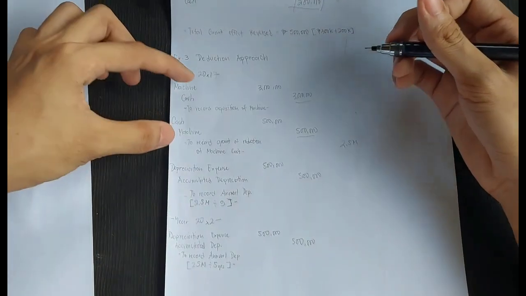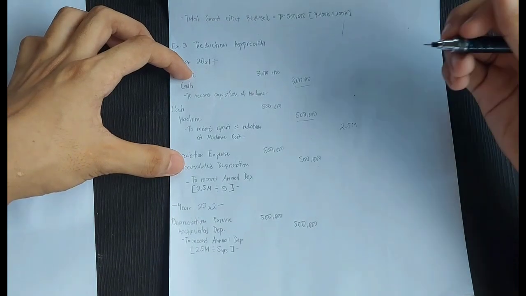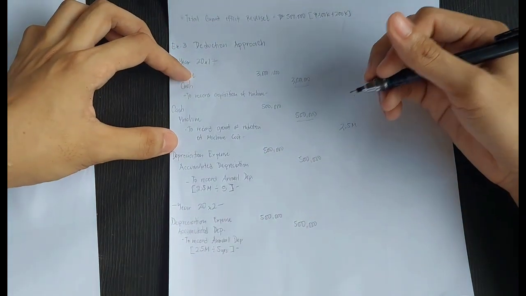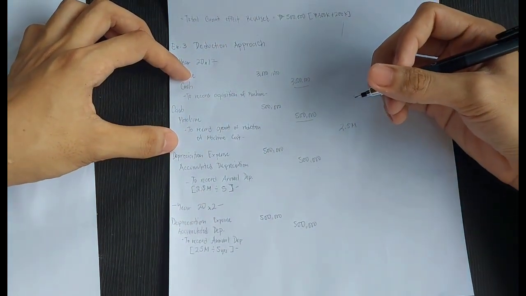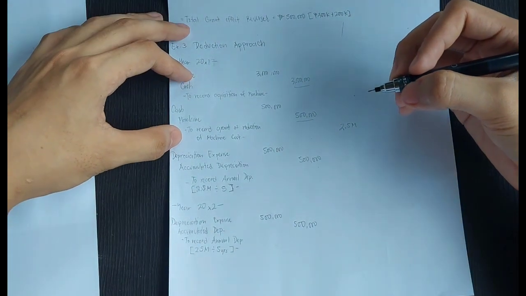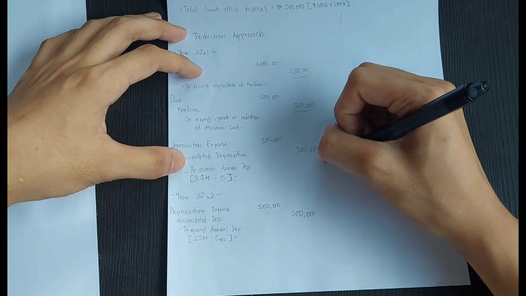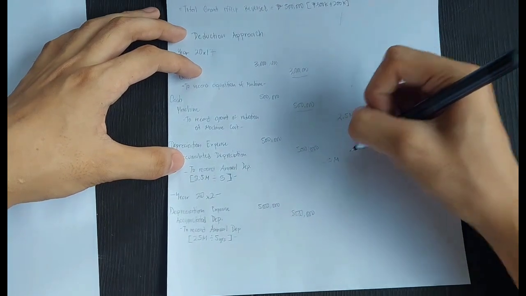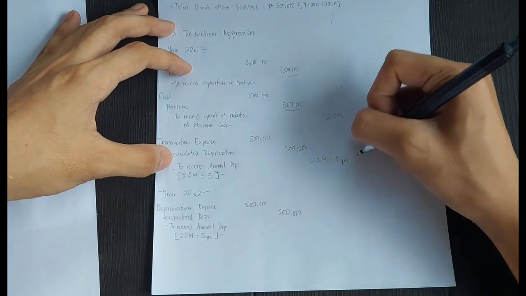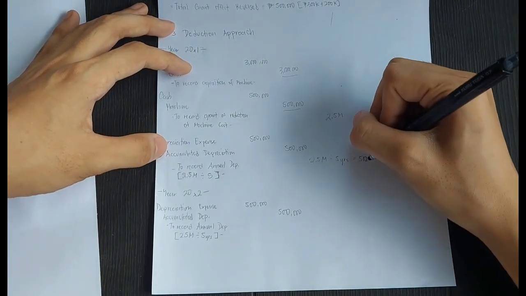So next entry is the depreciation expense, to record the annual depreciation. So we simply debit the depreciation expense 500k and credit accumulated depreciation 500k. Simply divide the 2.5 million balance of the asset by its useful life, which is 5 years, to get the 500,000 depreciation.